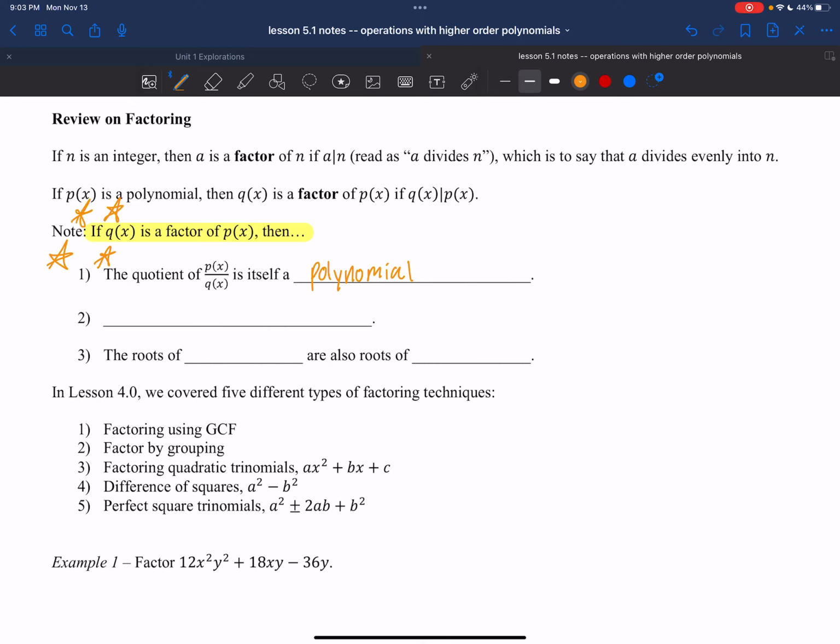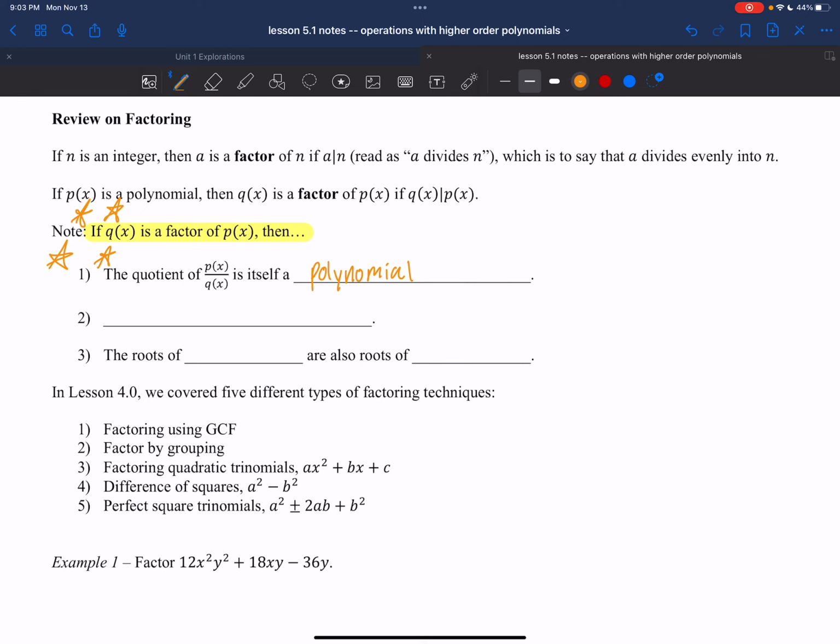Anytime Mr. Spake puts stars next to something, you should probably memorize it, okay? You should probably write it under your eyelids so that when you go to bed, you shut your eyes, that's all you see, yeah? You say, I'm going to write under my eyelids that the quotient of P of X over Q of X is itself a polynomial if Q of X is a factor of P of X, yeah?